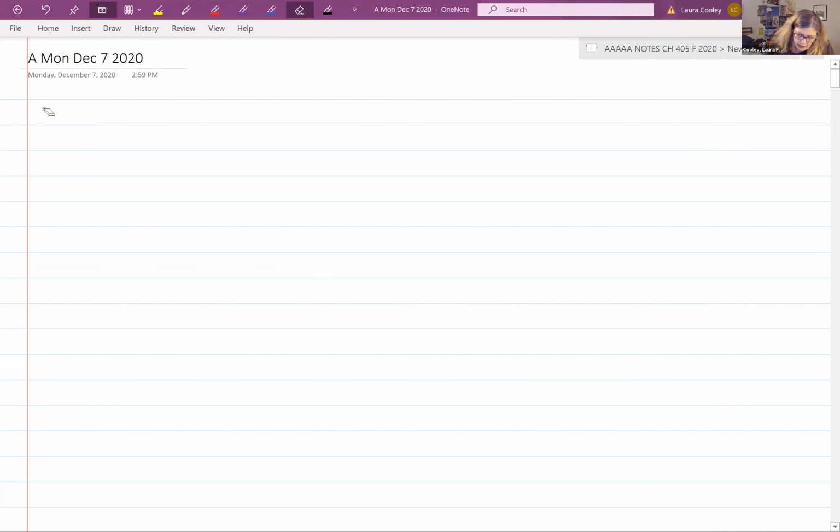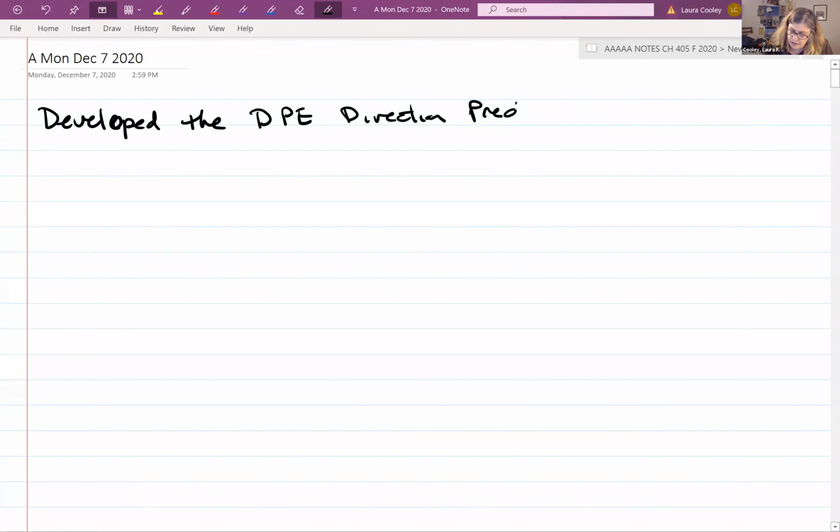I worked on something I called developing. So I developed the Direction Predictor Equation, the DPE, for a pretty simple example, right?